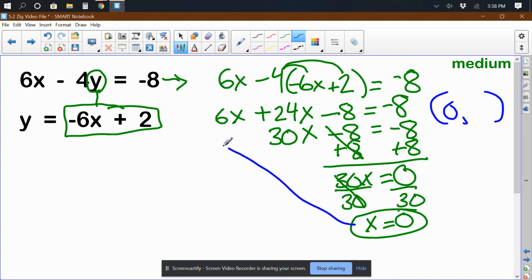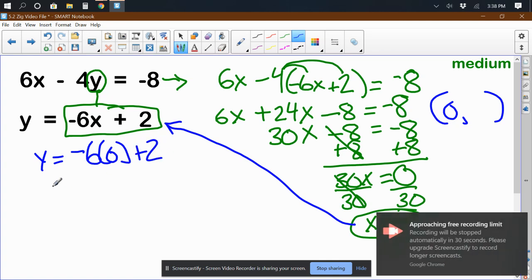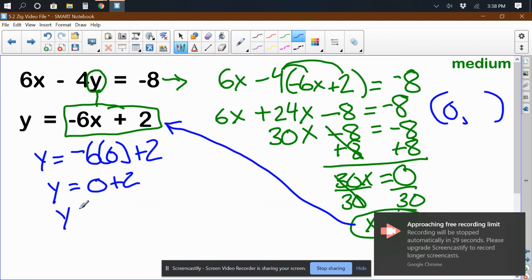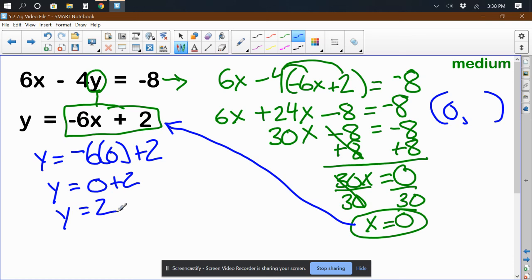Again, I like to use the one that already says y equals, the slope-intercept one. So we have y equals negative 6 times 0 plus 2. Negative 6 times 0 is 0, plus 2, and we end up with y equaling 2. And there we go. The answer is 0, 2.